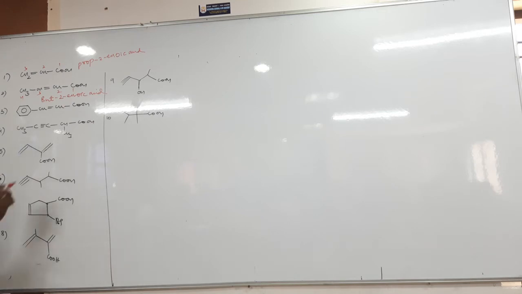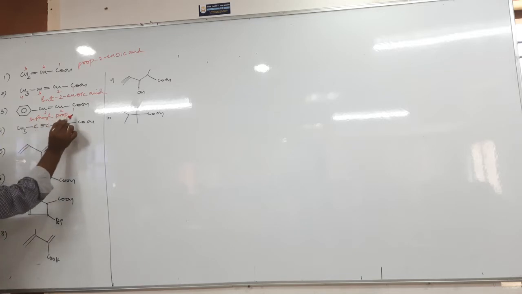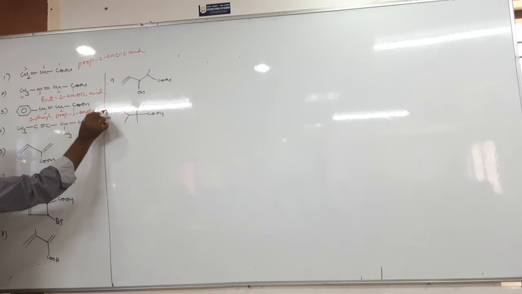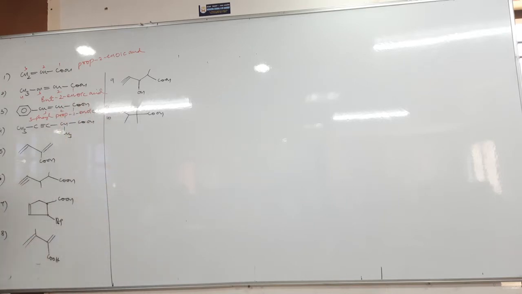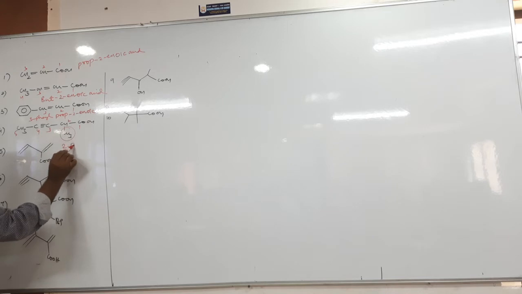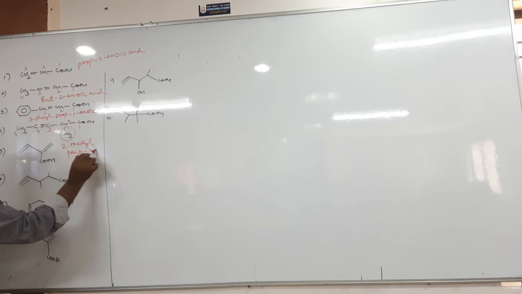Okay, next 1, 2, 3. 3 phenyl. Yes or no? 3 phenyl propene, no, 2-enoic acid. Next 1, 2, 3, 4, 5. It is a 2 methyl, right? 2 methyl pentene, 3-yne.